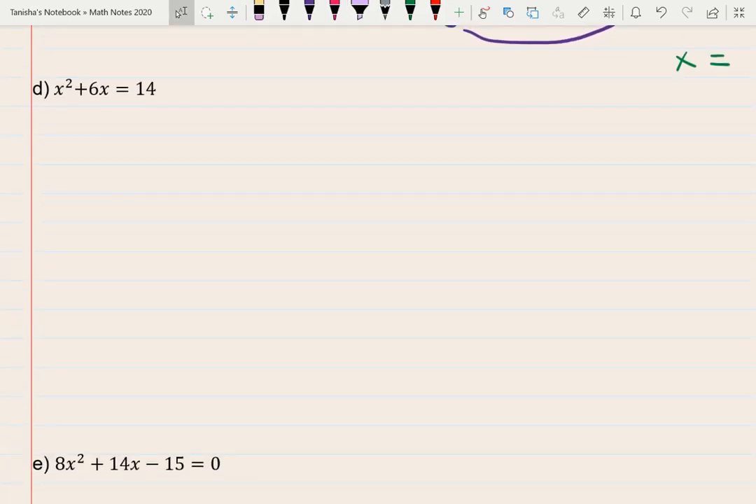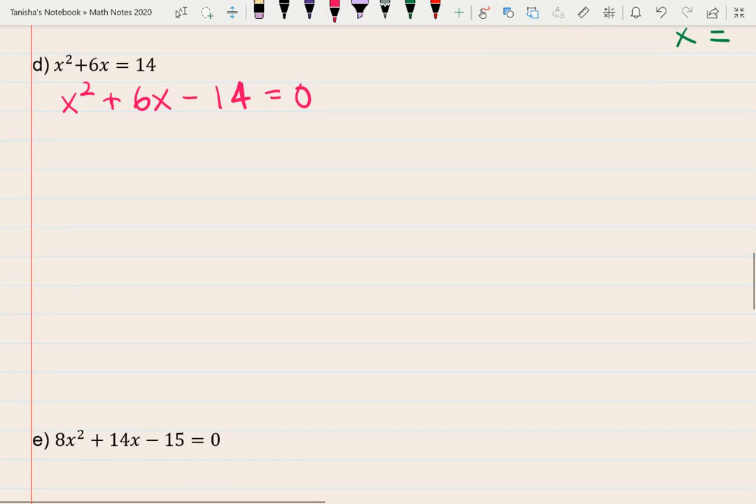Again, we need to make sure that this is in standard form. Simple rearranging by moving one term to the left side or moving all of our other terms to the right. We have x squared plus 6x minus 14 equals 0. Got to figure out what our a, b, and c are. Our a is 1. Our b is 6. And our c is -14.